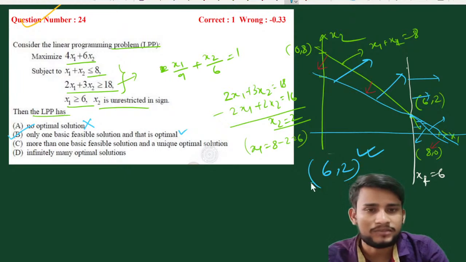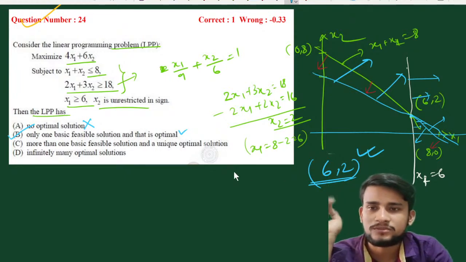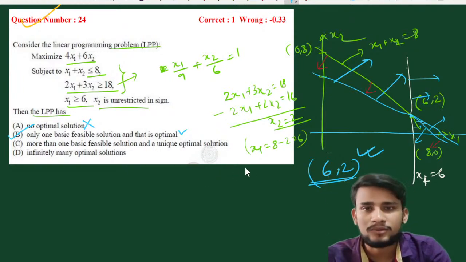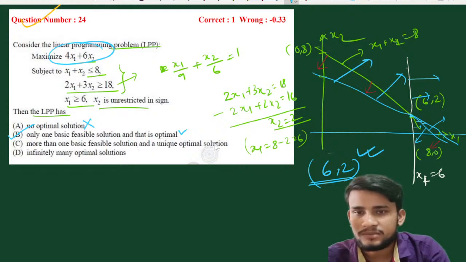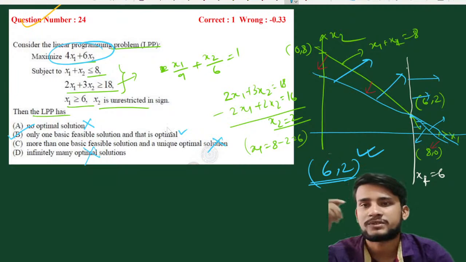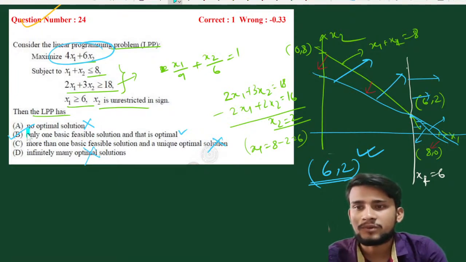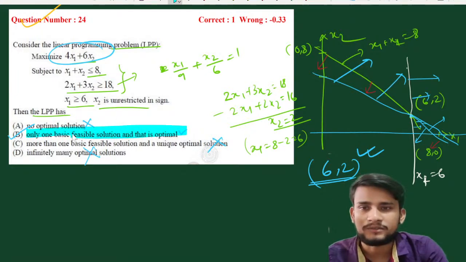This is the correct option, 6 2. We get only one point which is basic feasible, and that is the optimal solution. We can get the maximum value at this point only. So more than one basic feasible solution, no, this is not correct. Infinitely many solutions, this is also not correct. So in this problem, option B is the correct option.